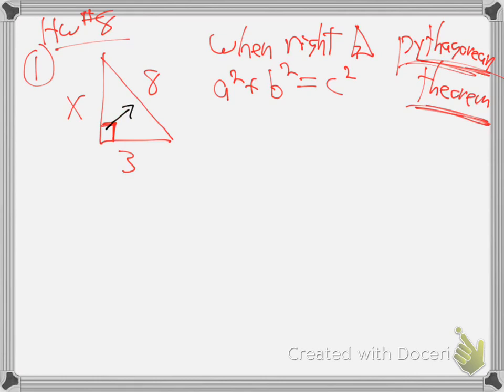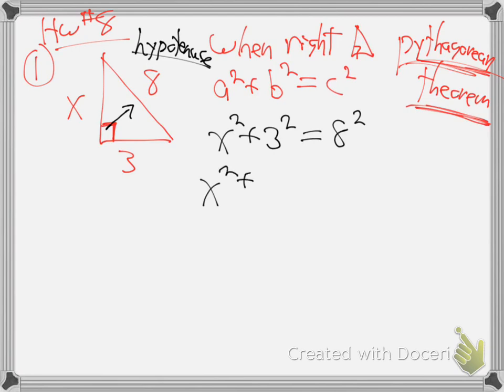See how the x and the 3 both are touching the right angle? The other side's called the hypotenuse. That means it's the longest side, across from the right angle. That's the c. That one's got to be the c. The other two, it doesn't matter whether you put the x first, then the 3, or vice versa. It doesn't matter at all. As long as you got the c right, it's all good.